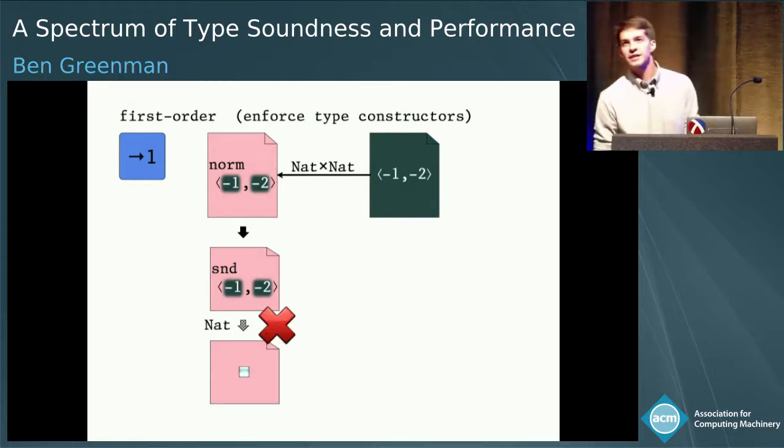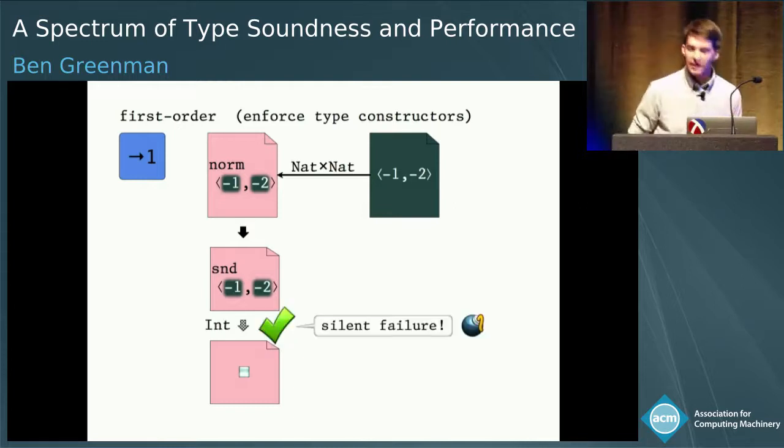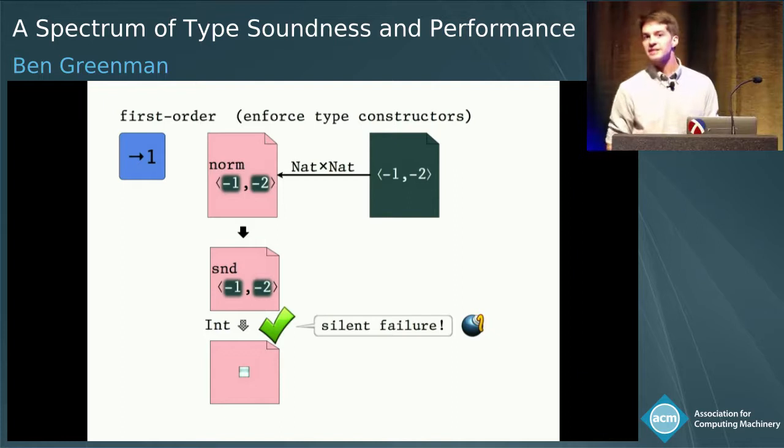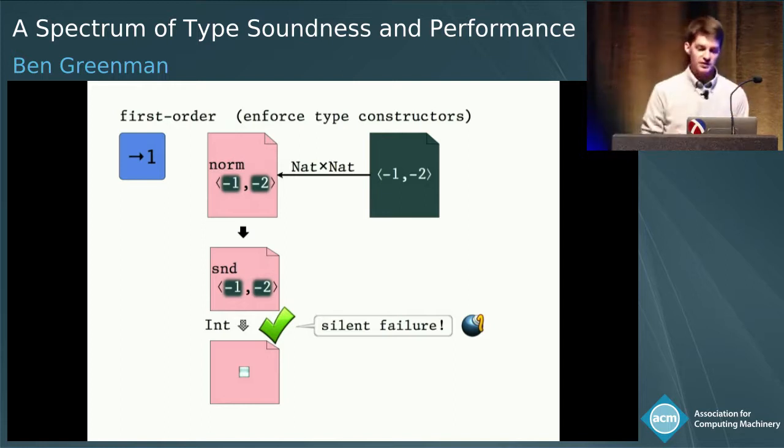So if the boundary expects a natural number, then the component of the pair will be rejected at the selector. But it could also expect an integer, because int and nat are in a subtype relation. And if the typed code expects an integer from the selector, then that untyped value is allowed to cross into typed code. And what we have is a silent failure, where a value that was a natural number up at the top has now been accepted as an integer. Oh, so this is what happens in first order.